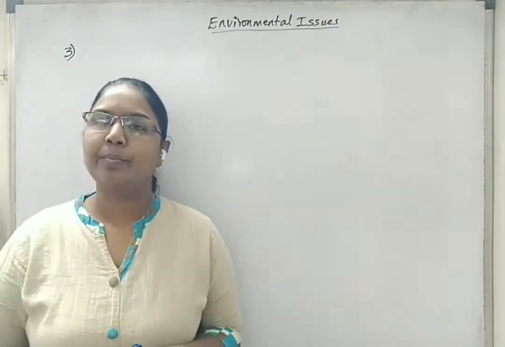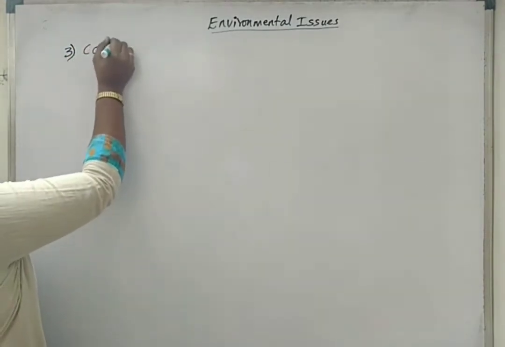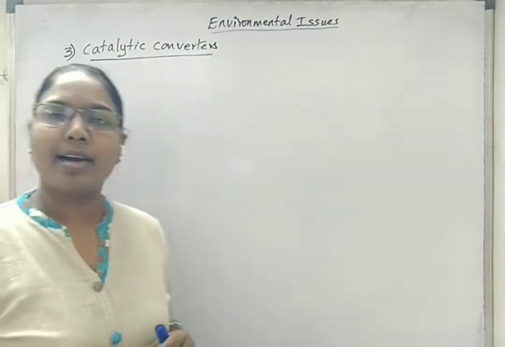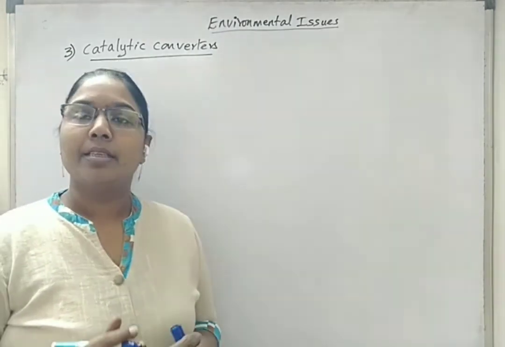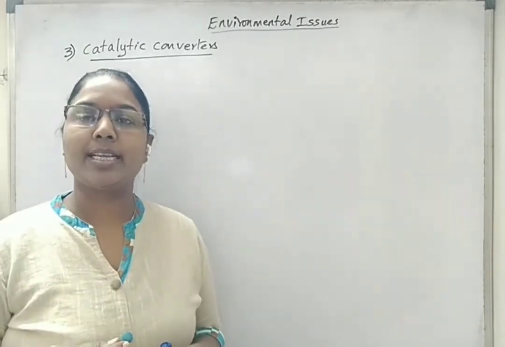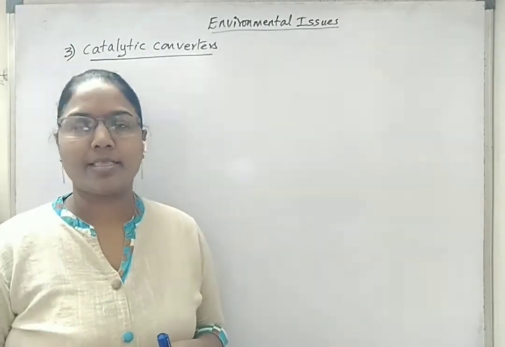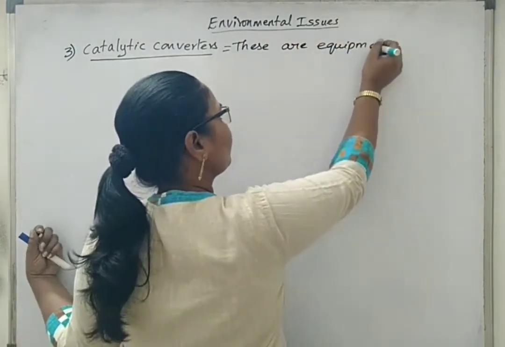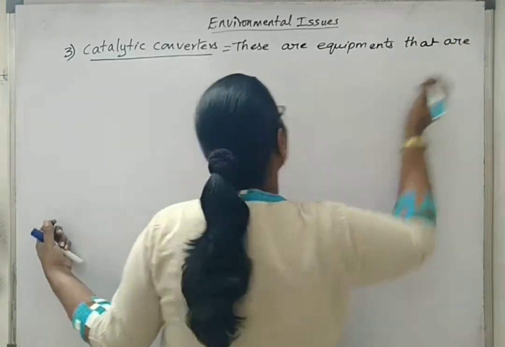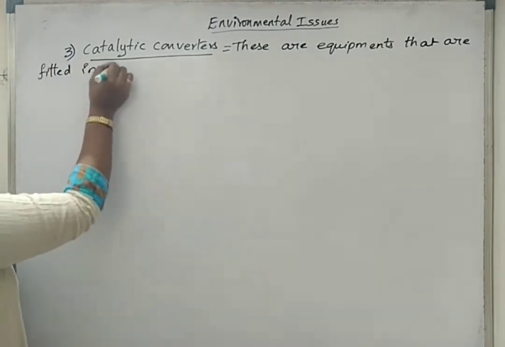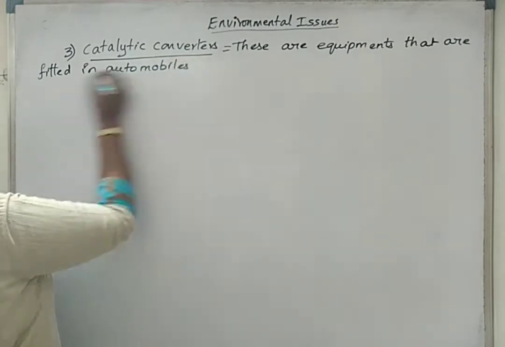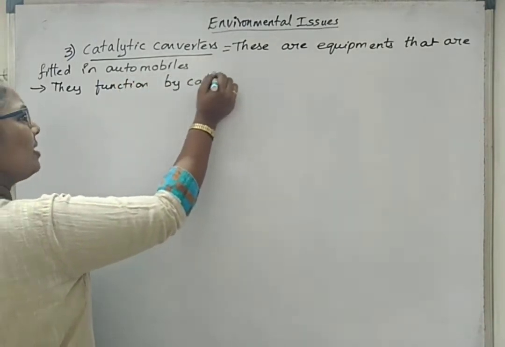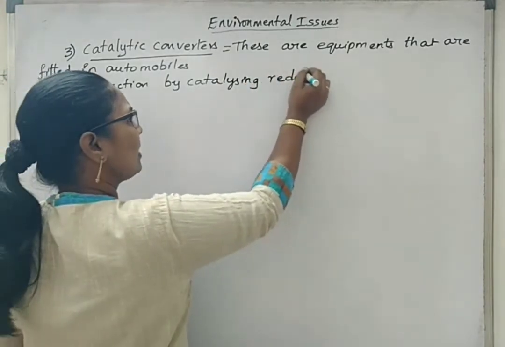Next type of controlling equipment is catalytic converters. These types of equipment are fitted in automobiles. Mostly these are used to convert toxic pollutants like hydrocarbons into normal or safe gases. These are equipment that are fitted in automobiles. They function by catalyzing redox reactions.